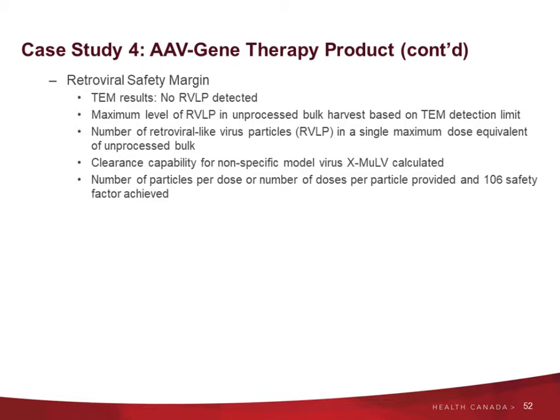And I wasn't quite finished yet. Retroviral safety margin, they determined. They actually did TEM and found that no RVLP particles were detected. So in that case, what they use is the TEM detection limit and calculate the retroviral clearance based on that number. And with that, they achieved a 10 to the 6 viral clearance, which is acceptable.